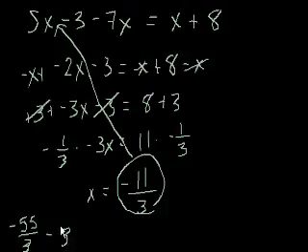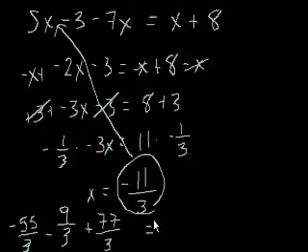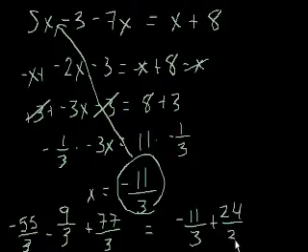And what's 3? 3 could also be written as 9 over 3, so minus 9 over 3. I'm skipping some steps, but I think you know your fractions pretty good by this point. And then minus 7x is the same thing as plus 77 over 3, because we have the minus 7 times minus 11, so it's plus 77. And the equation is saying that should equal minus 11 over 3, that's what x is, plus 8, which is nothing more than 24 over 3.